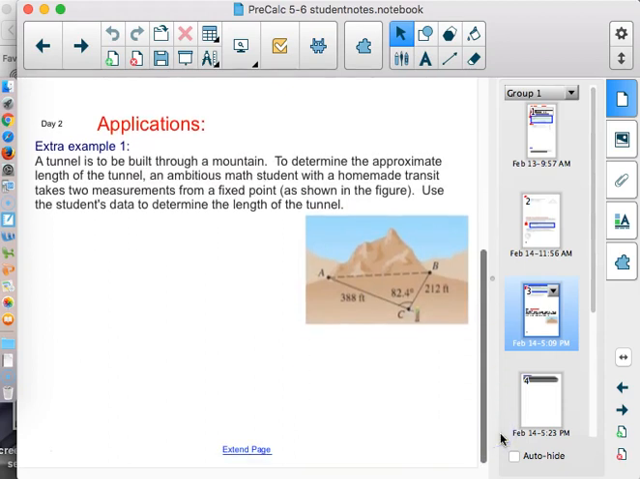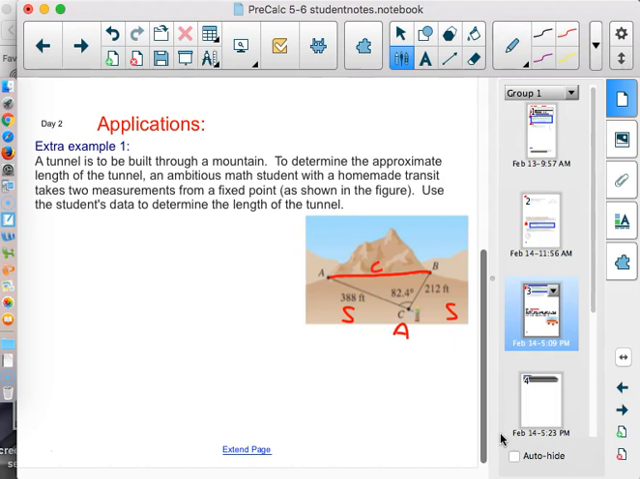So this says a tunnel is to be built through a mountain. So we can see the mountain up here, and in red I'll go ahead and show you where that tunnel is supposed to be located. And we want to check to see, is this a situation we can use the law of cosines for? And we have a side, an included angle, and a side. So that's our side angle side situation.